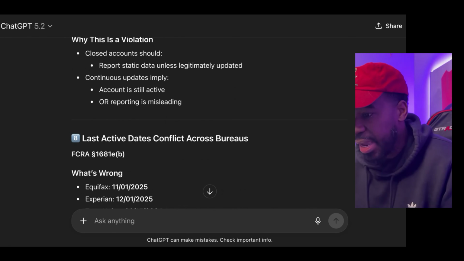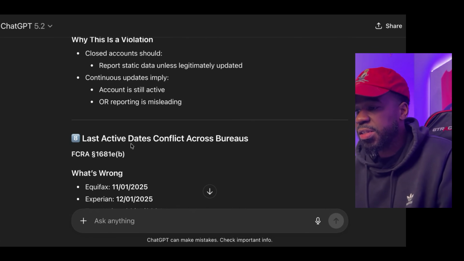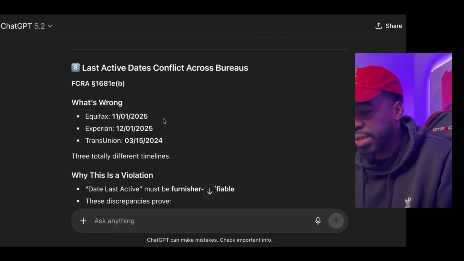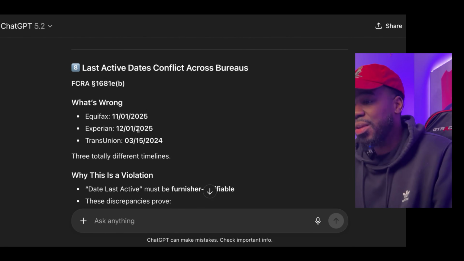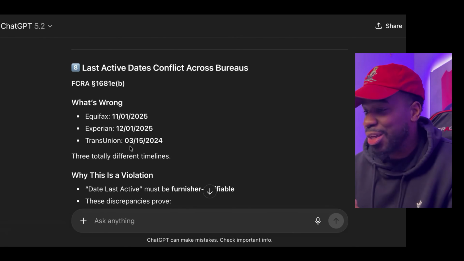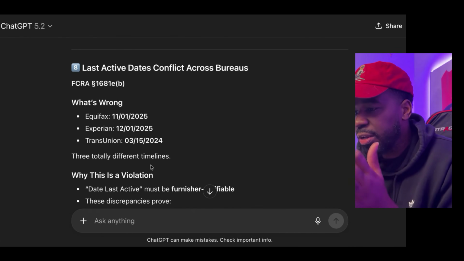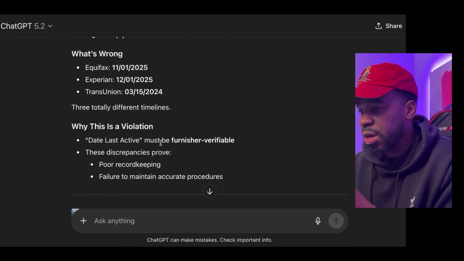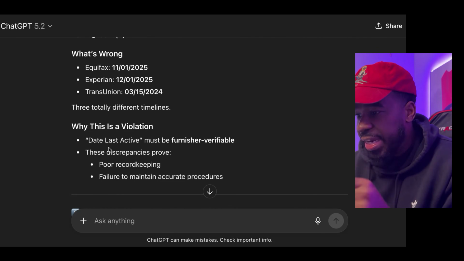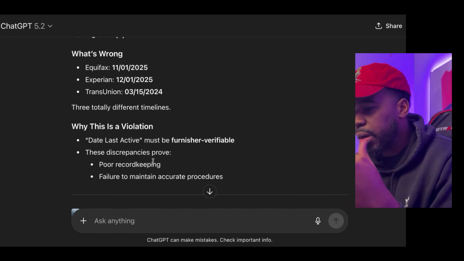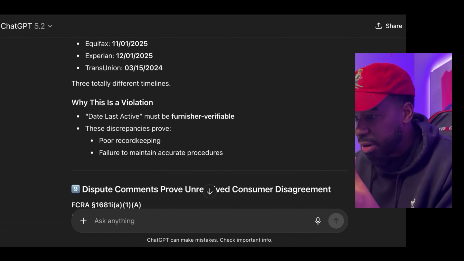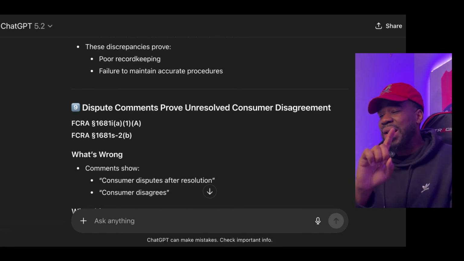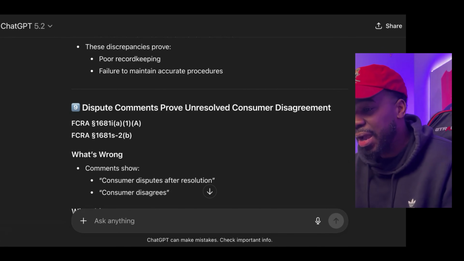Another violation, number eight, last active date conflicts across Experian, TransUnion, and Equifax. What's wrong? Equifax shows this date, Experian shows this date, TransUnion shows a totally different date. Three totally different timelines. While this is a violation, date of last activity must be furnished and verifiable. These discrepancies prove poor record keeping and failure to maintain accurate procedures. Number nine. This one account has already nine violations.